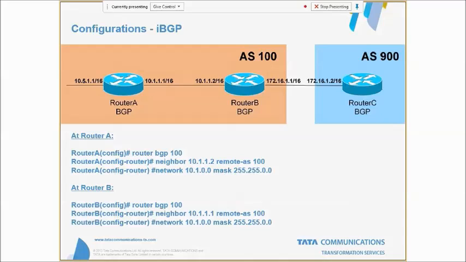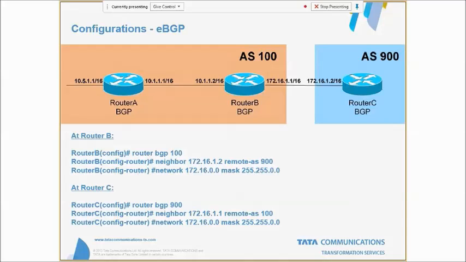After these commands, just assume that router A and B form IBGP peers. Let's look at the next one, which is EBGP peers, between router B and router C. Router B is in autonomous system 100, and router C is in AS 900. In router B, we use the command router BGP 100. The next command is neighbor 172.16.1.2, which has a remote autonomous system of 900.